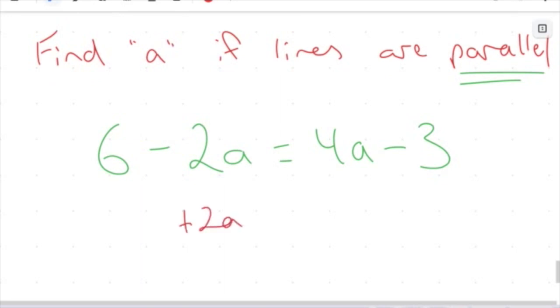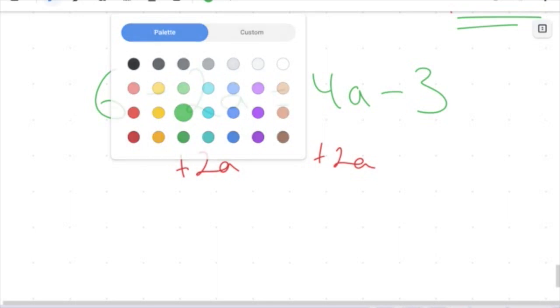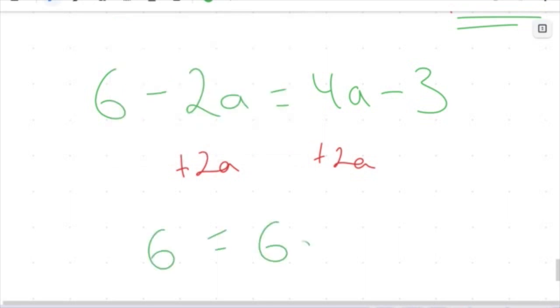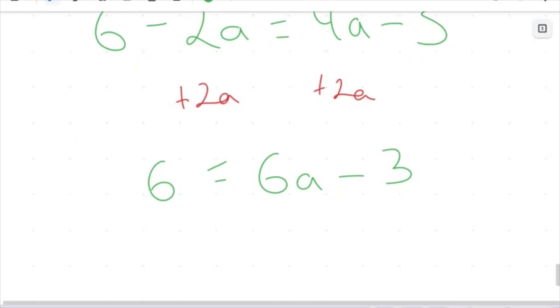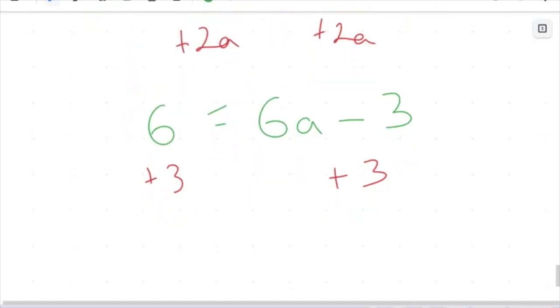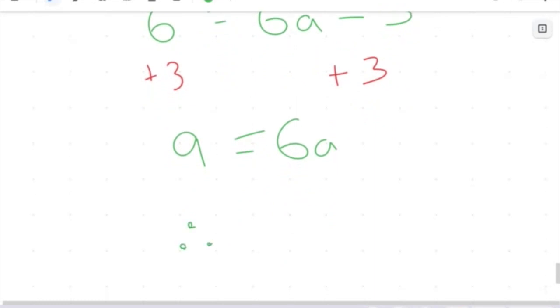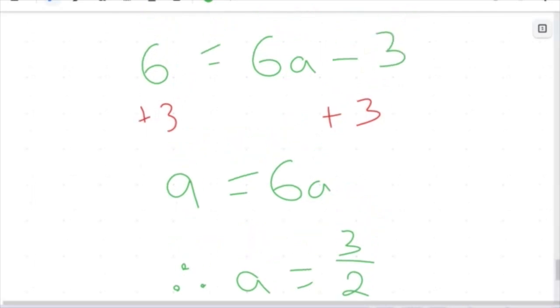I'm going to add 2a. So I get 6 equals 6a minus 3. And I can work my way to an answer. So just working through this quickly, I can add 3 to get 9 equals 6a, then divide both sides by 6. That gives me 9 over 6 or 3 over 2. So all of these questions, we are working smarter, not harder.